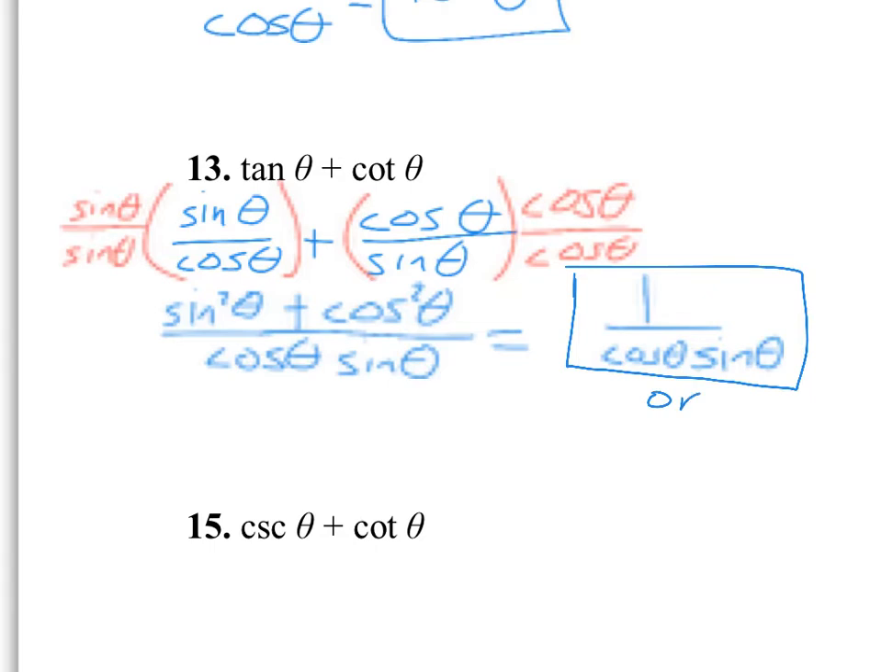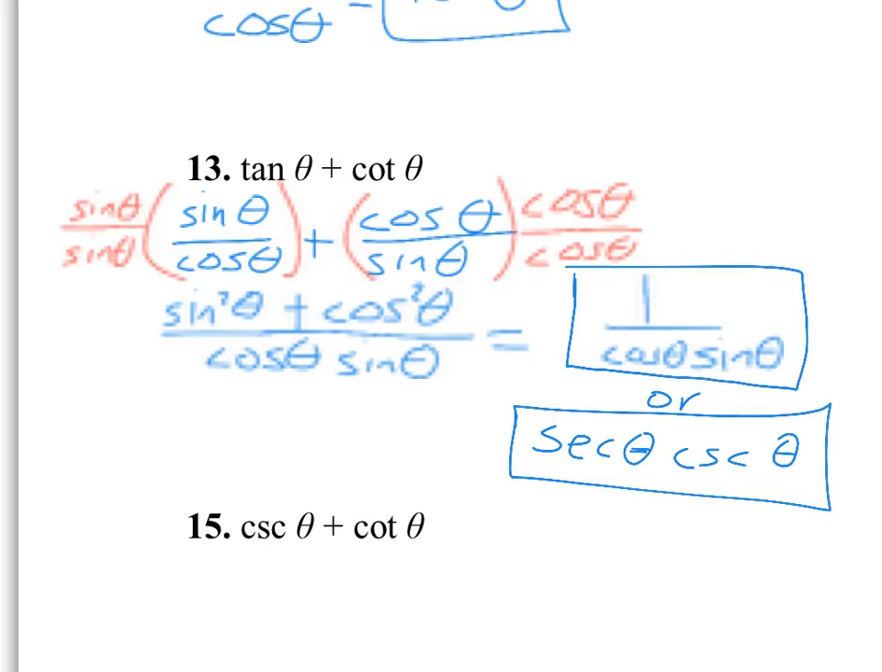But I think it looks simpler if you write it without a denominator. So 1 over cosine is secant theta. 1 over sine is cosecant theta. So I would take both these answers. I actually prefer the one on the bottom.